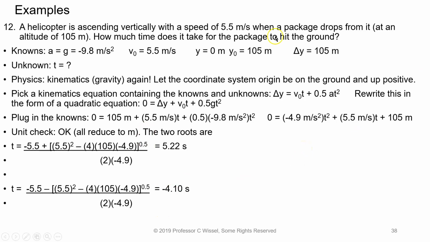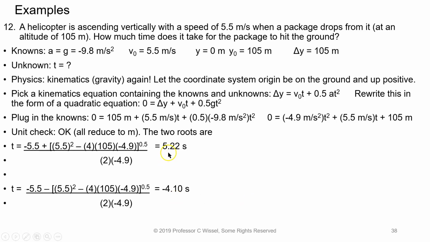We have two roots. One of them is t equals minus 5.5 plus the square root of the quantity 5.5 squared minus 4 times 105 times minus 4.9, all divided by 2 times minus 4.9, or 5.22 seconds. The other one is t equals minus 5.5 minus the quantity. It's the same thing with a minus sign instead. And it comes out minus 4.10 seconds.